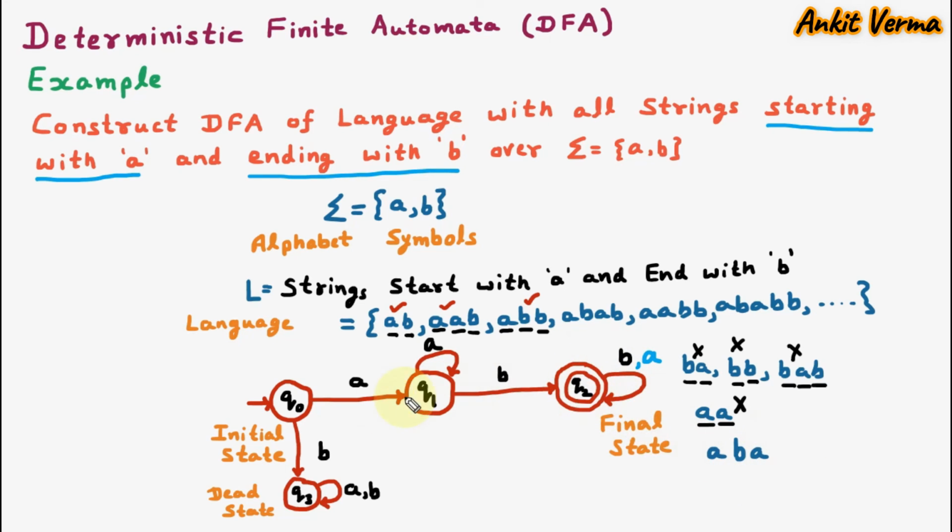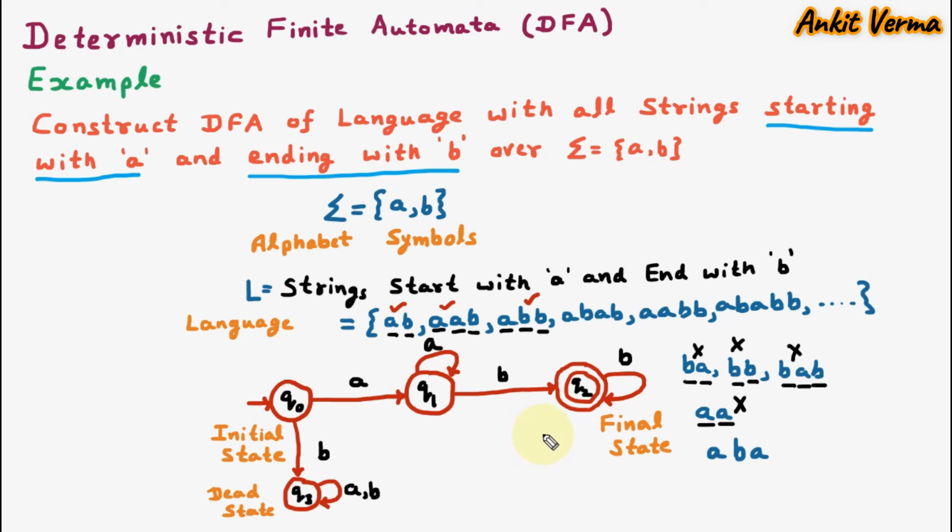This string is accepted by the DFA, but this is wrong because this string is not part of the language. The string starts with A but it is not ending with B. That means if a DFA is accepting it, then the DFA is not right. That means this move is not correct. We should try some other thing.